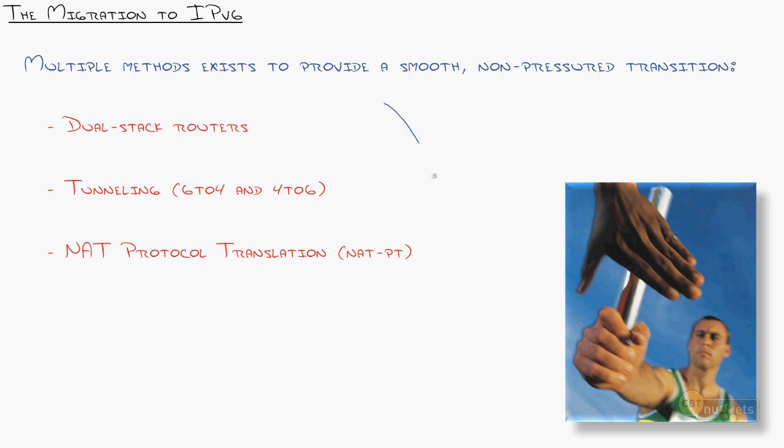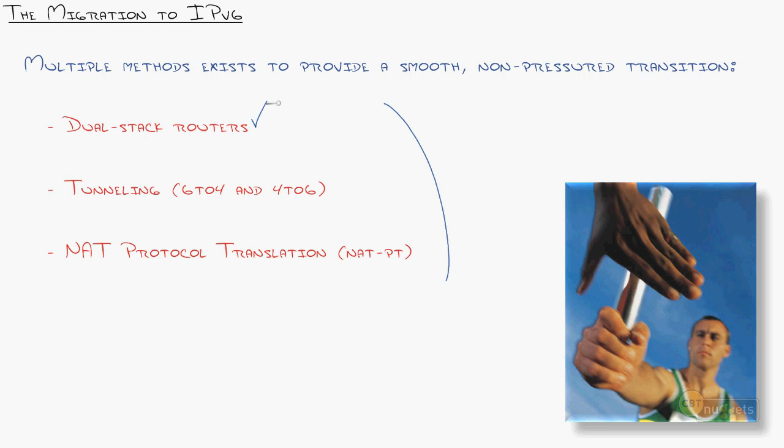So how do we make that jump? How do we get a smooth, non-pressured transition to IPv6? I would say the Cisco approved and recommended way to make a transition is this guy, dual stack routers.